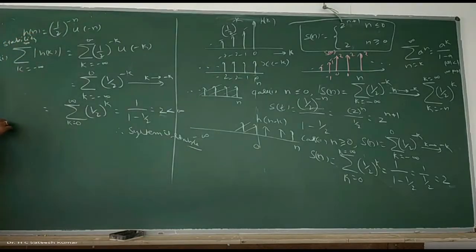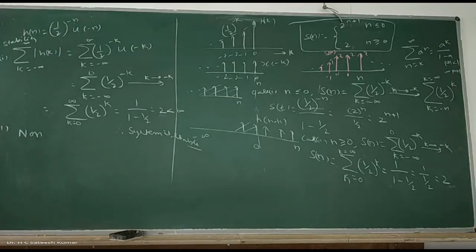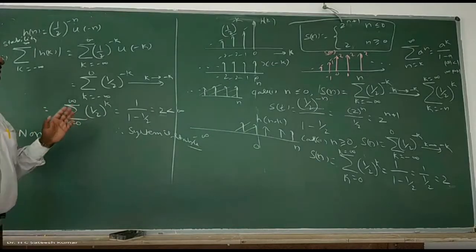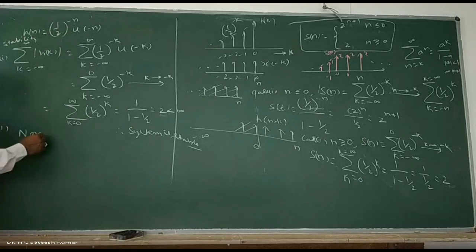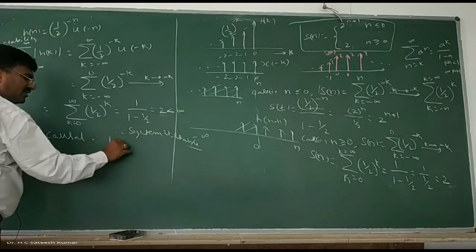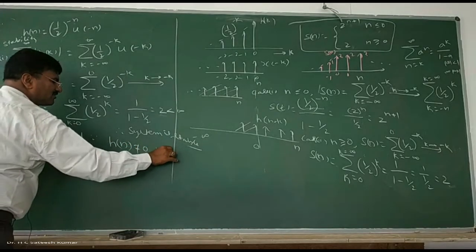Second one, causality. It is non-causal. See, what is the condition for causality? Causality: h[n] should be 0 for n less than 0. Here it exists only for n less than 0. So therefore it becomes non-causal, because h[n] is not 0 before 0. h[n] is not equal to 0 for n less than 0.